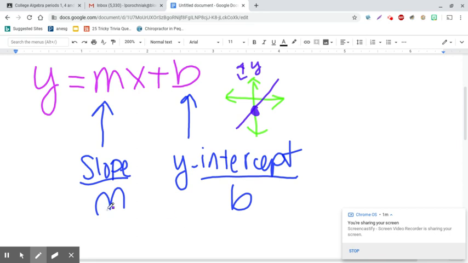Then our slope, which we've already talked about, is the steepness of a line. If your slope is negative, it's a decreasing line. If your slope is positive, it's an increasing line. With your y-intercept, if it's negative, it's below your x-axis, and if it's positive, it's above your x-axis. So really, guys, we are only labeling what things mean and understanding slope-intercept form.